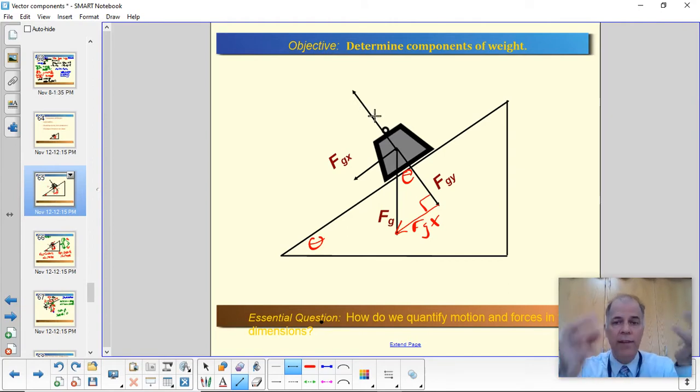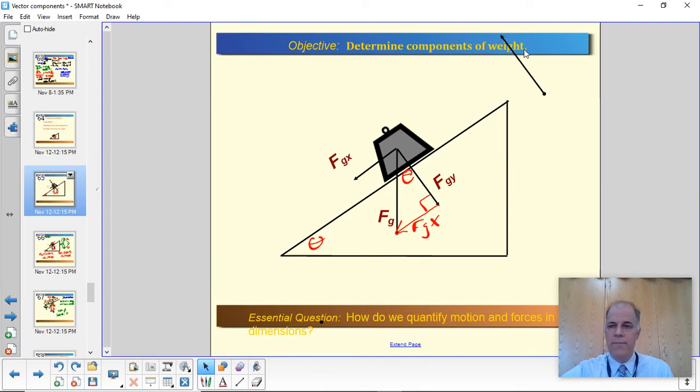And the third law tells us that the normal force has to be equal to the force that the mass is exerting against the surface. So we are going to break this. I'm going to move this away here so we unclutter it again. Okay. All right. So we have our force vector, the weight of the block, which is pulling straight down.